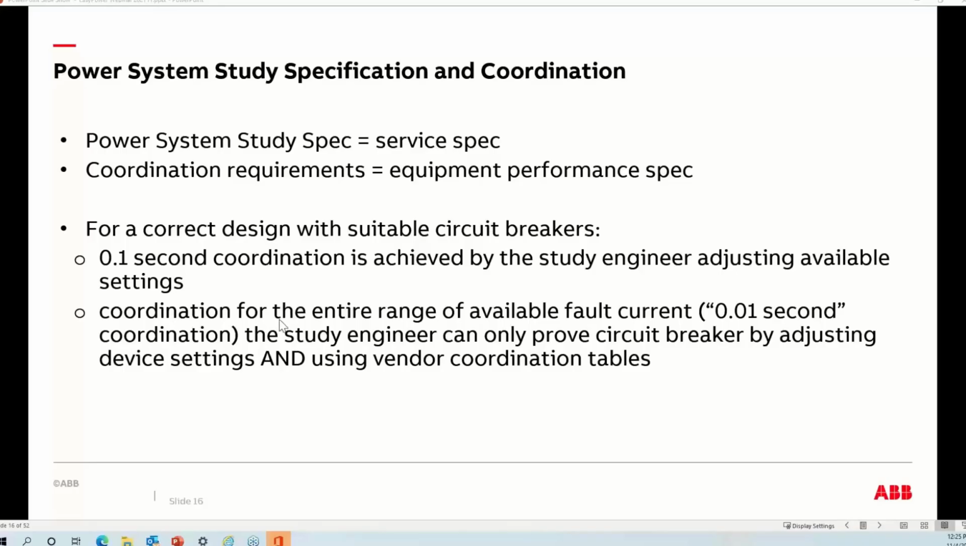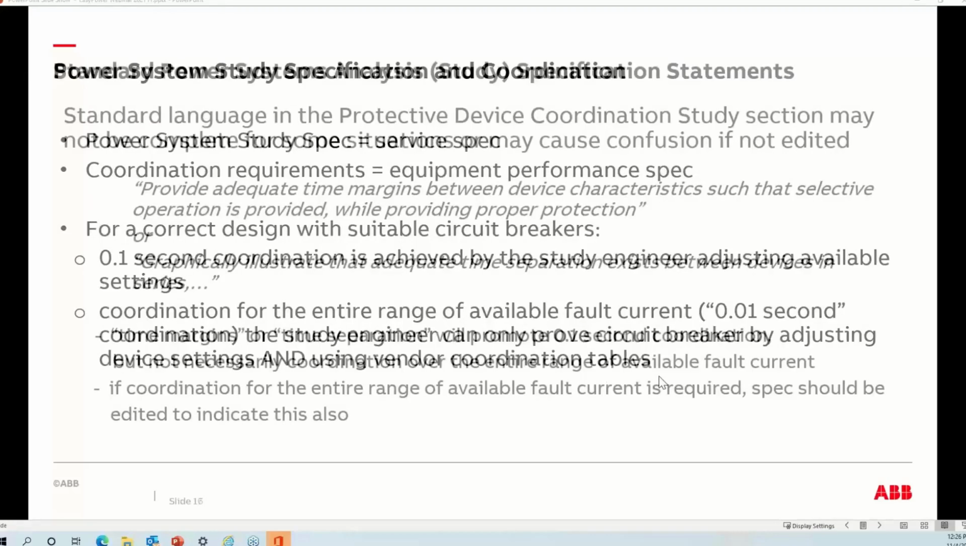If I'm going to coordinate to the entire range of available fault current, I really need to make it clear that I'm doing that. So, again, some specs will use the term 0.01 second coordination. And then the study engineer ultimately can only prove the circuit breaker coordination by adjusting device settings and using vendor coordination tables, again, if you want to show coordination for the entire range of available fault current.